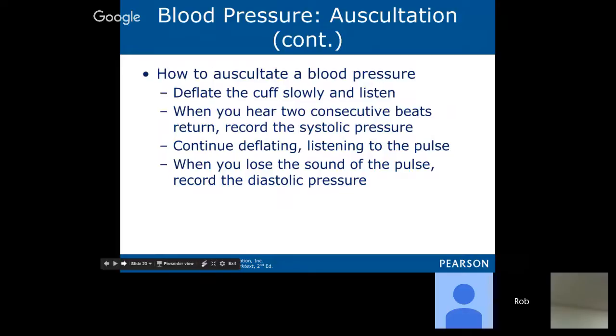I'm not sure if they're going to tell you in here or not, but continue to listen all the way down even though you've recorded the diastolic pressure. You can have an oscillatory gap. So you keep going down, all of a sudden the pulse is there, you can hear it again. You had an oscillatory gap. Continue to listen, okay?